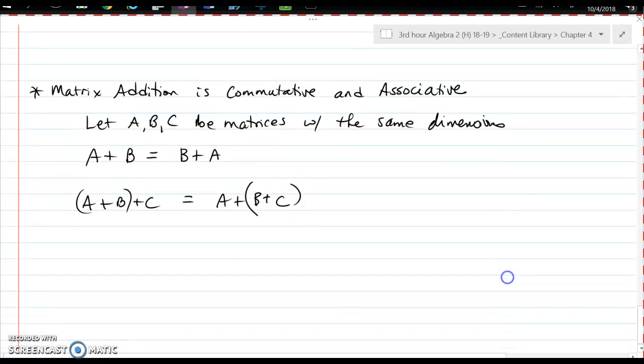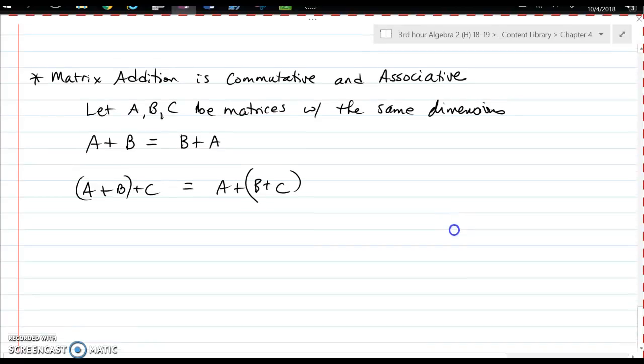Okay, and then the last thing I want to add, and I didn't talk about this yet, is matrix addition is commutative and it's associative. So let's make sure we remember what that means. If matrix addition is commutative, then matrix A plus matrix B will be equal to matrix B plus matrix A. So if we turn them around and switch them around, it's still the same. And then associative means that if I have three matrices that I'm adding together, if I add the first two together and then add the third, that's going to be the same as if I add the second and the third and then go back and add the first.